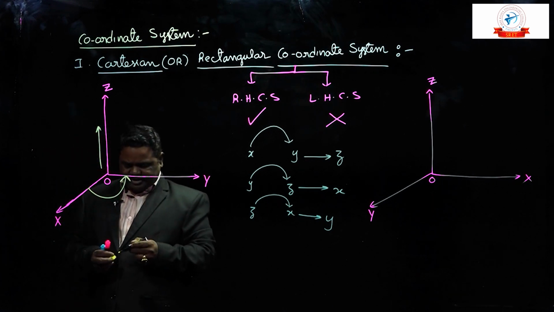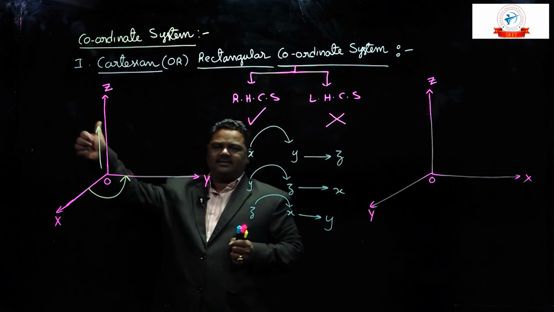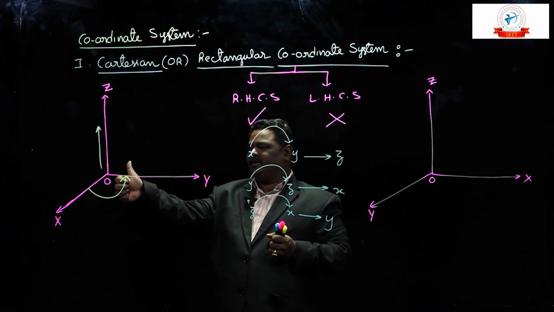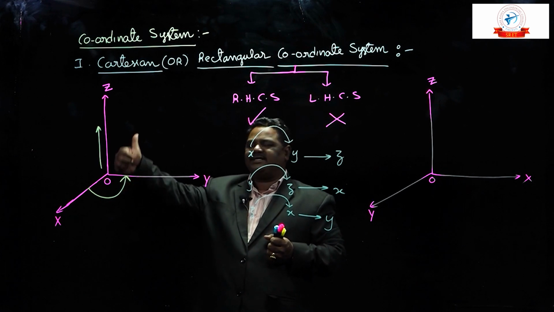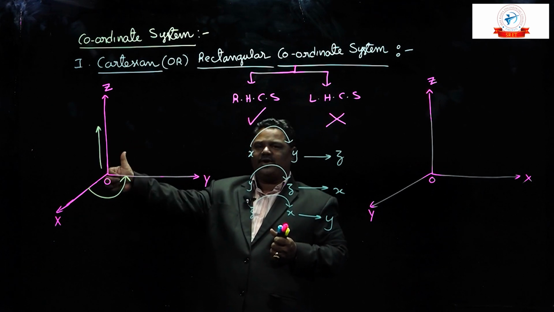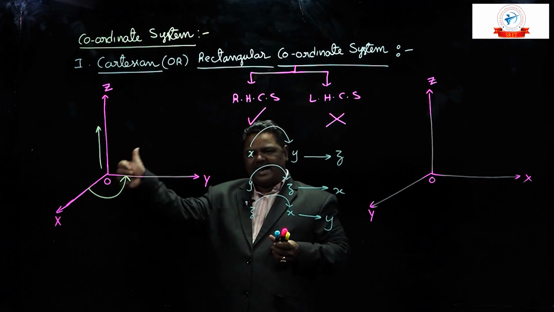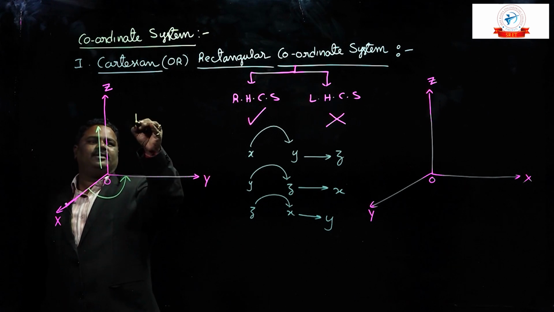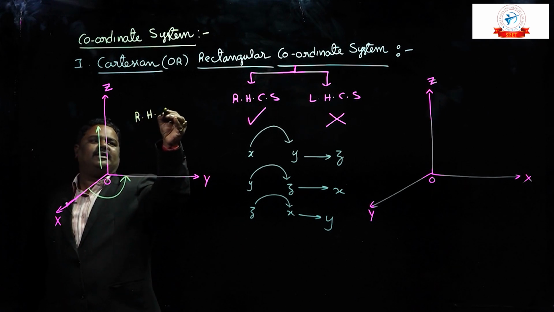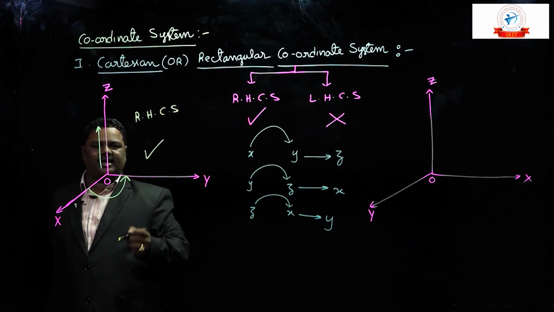Just see here. If you observe this one, let us apply the right hand thumb. X to Y rotation indicates the Z direction. So this coincides with the right hand thumb rule, so the coordinate system is called a right-handed coordinate system, which is a valid or correct coordinate system.